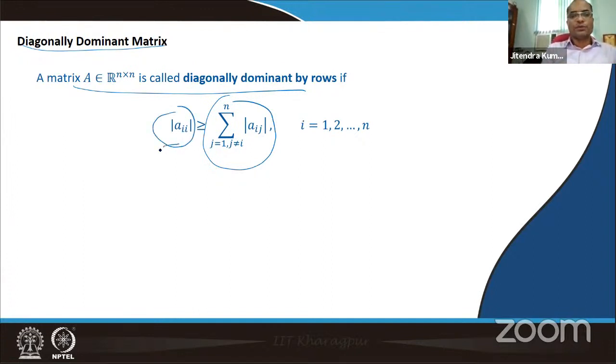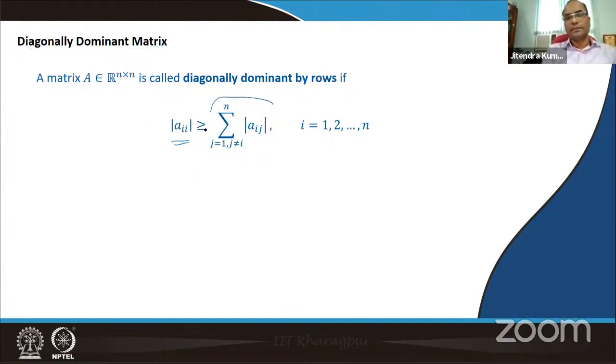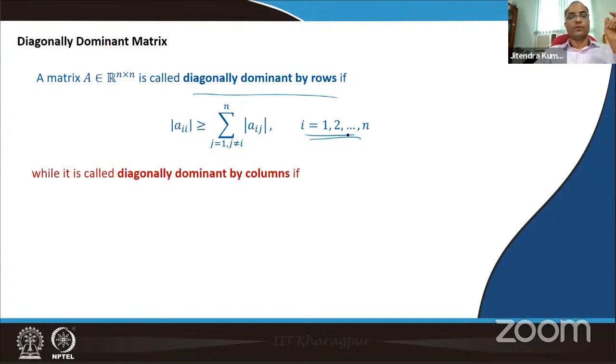the absolute value of the diagonal entry is bigger than the sum of the absolute values of the rest. In that case we call it diagonally dominant by rows. Then you have to check for each row. In each row, this should happen: the diagonal entry in absolute value is larger than the sum of all other values in that row.